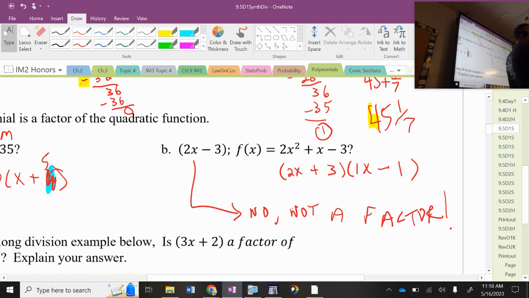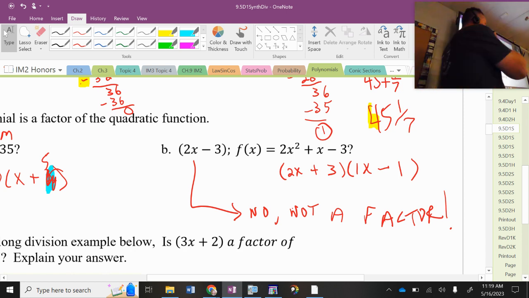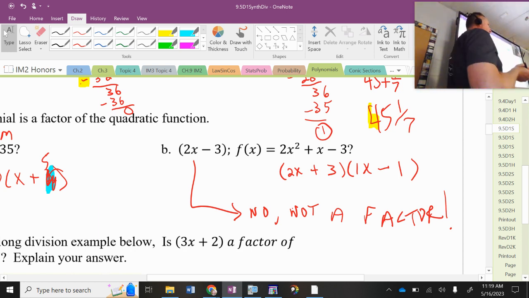They don't even check. It's okay if you factor wrong first. It's not okay if you circle your answer, and it's wrong. So anyway, is this a factor? No, just missed. So 2x minus 3 is not one of those two factors. So therefore, it would not divide evenly into that.